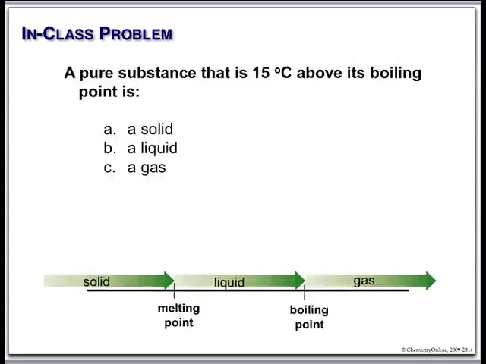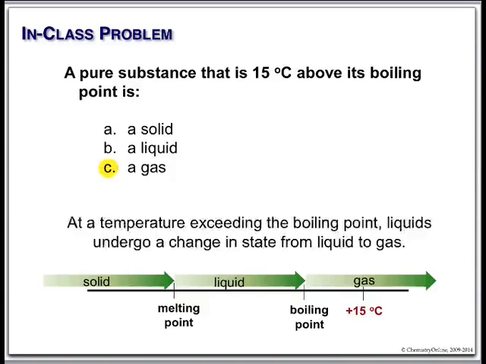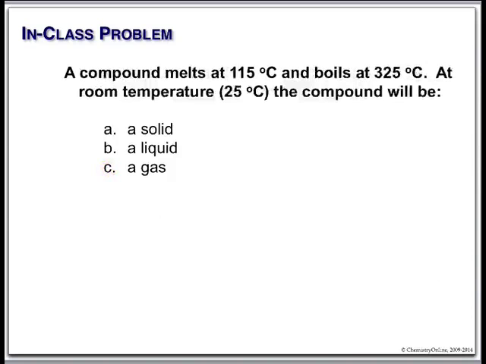A compound melts at 115, boils at 325. We're at room temperature, which is about 25 centigrade. What is it? Think about your number line. But now we have numbers here. 115 is our melting point. That's from solid to liquid. 325 from liquid to gas. And we are 25. That means we are a solid.